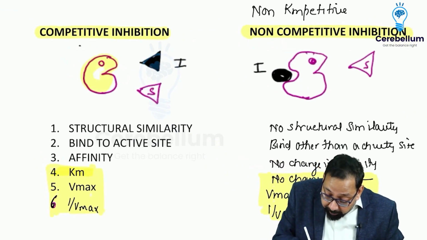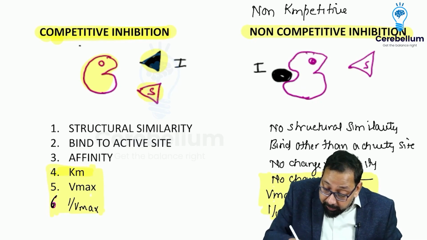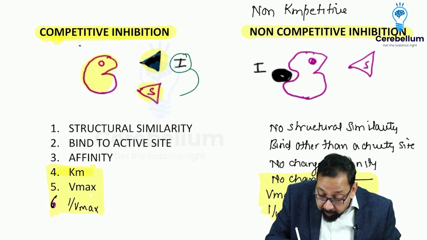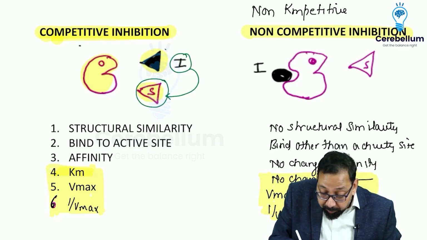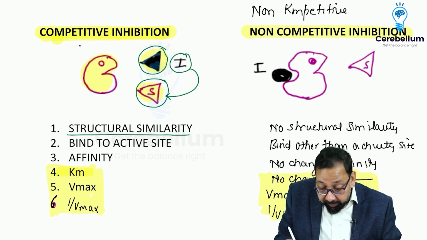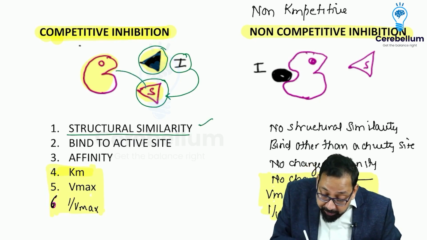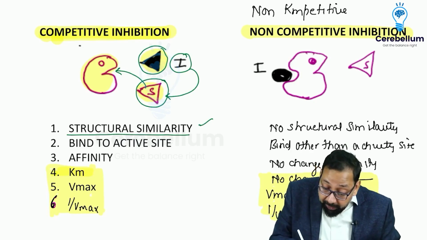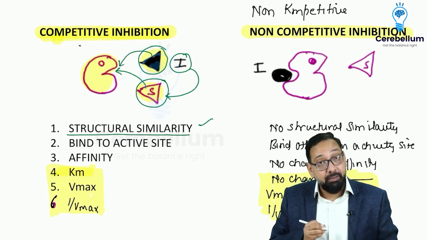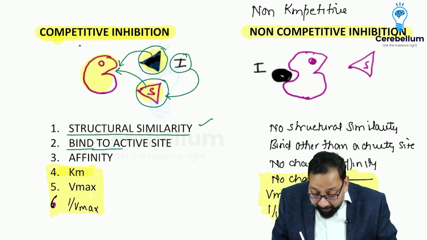Suppose this is enzyme, this is substrate, and this is inhibitor. In competitive inhibition, we found that inhibitor has structure similarity with the substrate. Yes, you can see the structure of substrate and inhibitor resemble. So structure similarity is there in competitive inhibition. Substrate binds to active site. We found that inhibitor also binds to active site because they have competition. So both bind to active site.